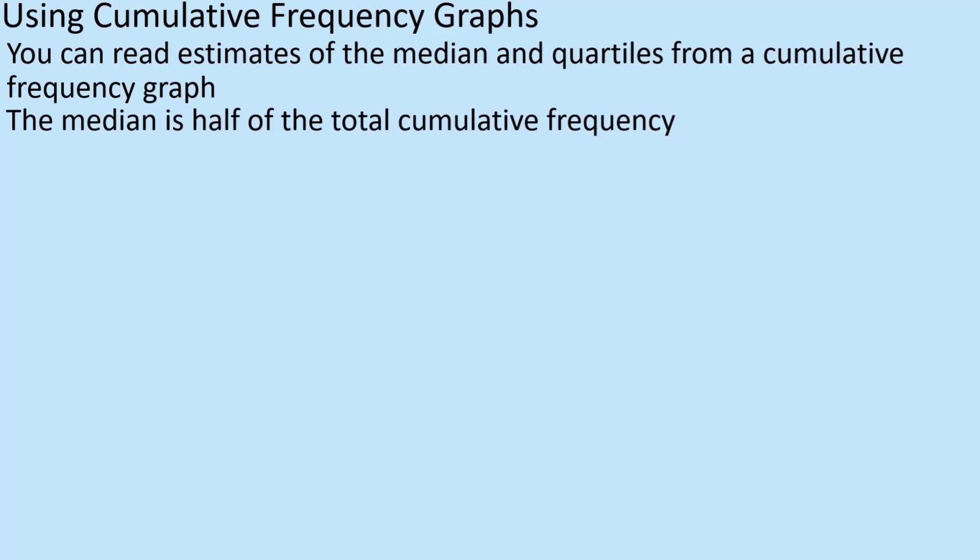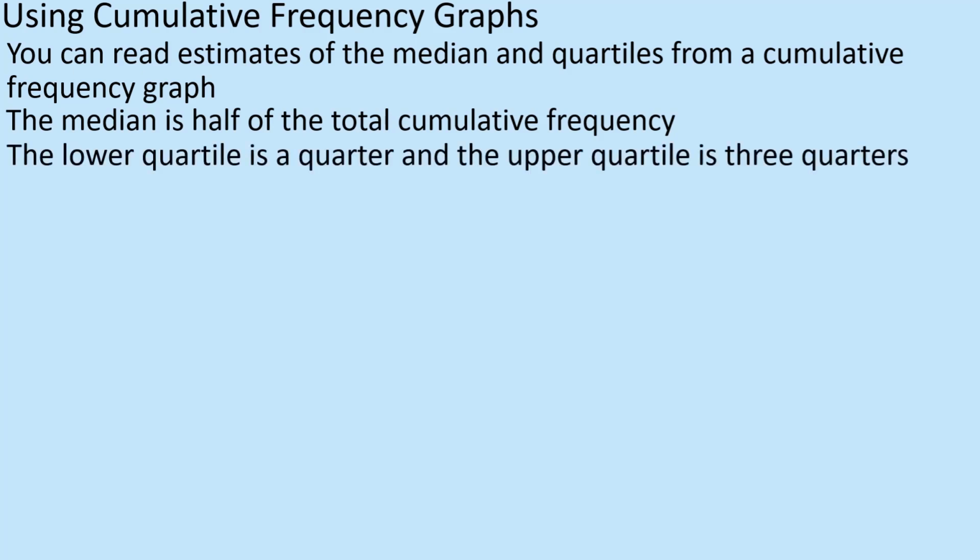So the median is half the total cumulative frequency. All right, and the lower quartile is a quarter, and the upper quartile is 3/4.